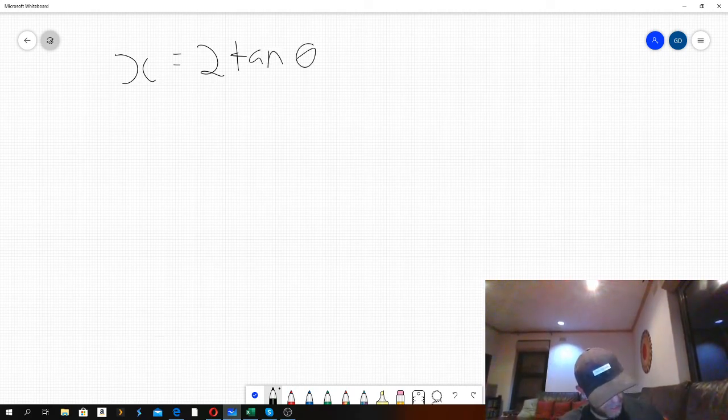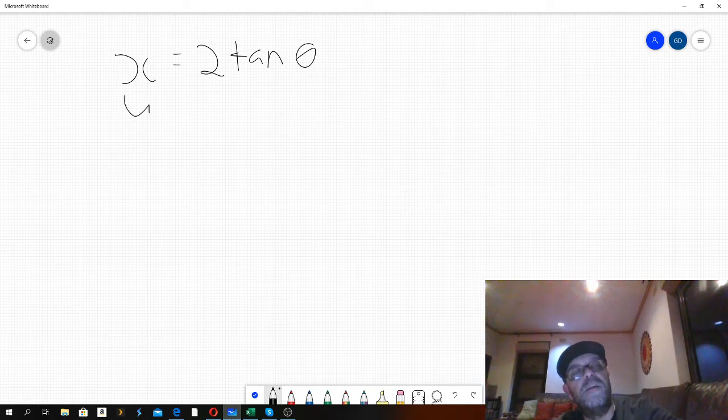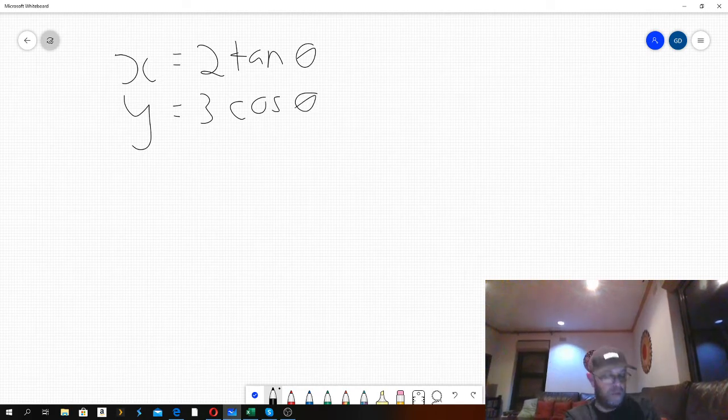And then it says that y is 3 cos theta. Okay, and again we've got to eliminate the theta. So we've got tan and cos now. We don't have an equation that has tan and cos, although sec is 1 over cos. So maybe we could rearrange something with that. Well, let's try. Let's go with a square function again and see what happens.